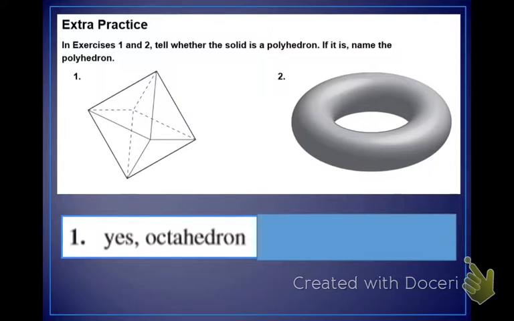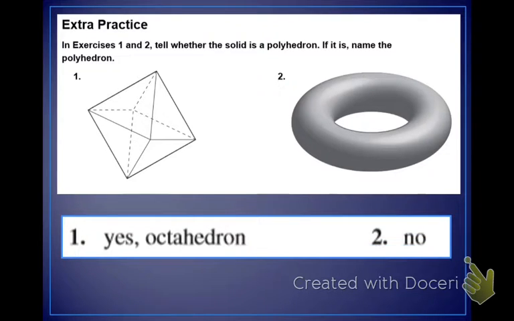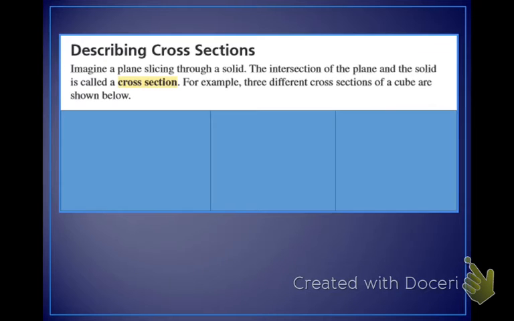Sounds like a monster. Anyways, number 2, is it a polyhedron? No. It has a curved surface. I thought this was an inner tube. Somebody said it was a donut. I mean, whatever you want it to be, that is what it is.